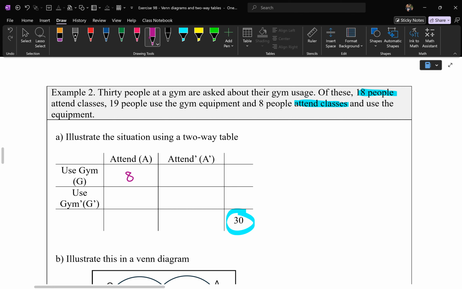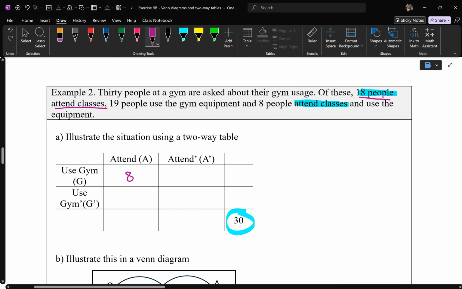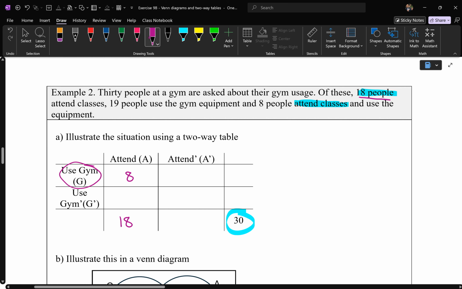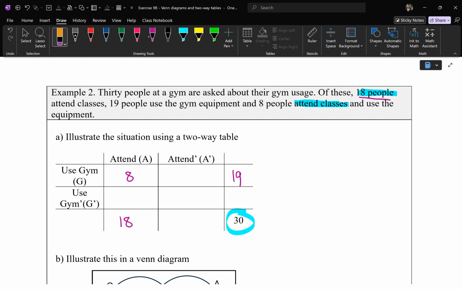Now here you got to be careful. 18 people attend classes. Okay, that essentially just means that if I looked at the total of people that attended, well, there are 18 people who attended, regardless of whether they use the gym equipment or not. Similarly, 19 people use the gym equipment. So this is used gym equipment. So 19 people in total use the gym equipment regardless of whether they attend or don't attend.